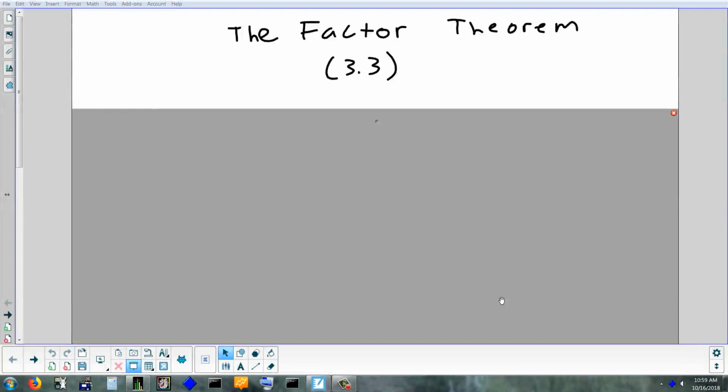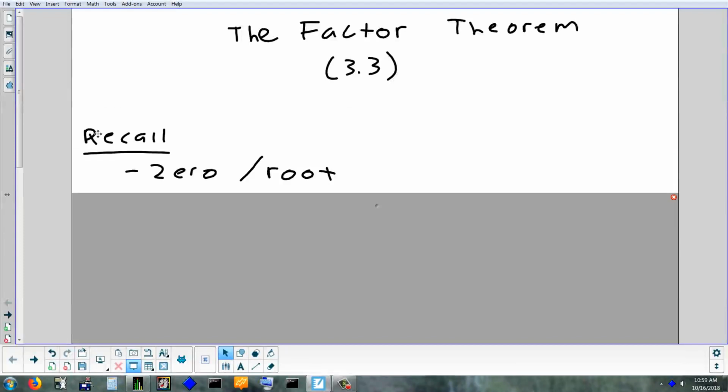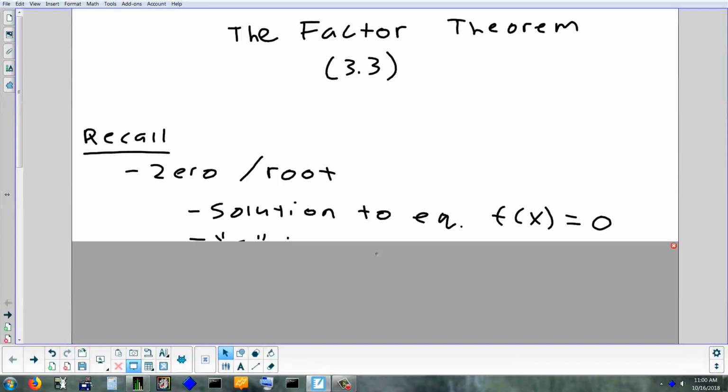Okay, so the first section we're going to look at this week is the factor theorem, section 3.3. Just a couple of reminders: we're going to look at roots and zeros and different terms that mean the same thing. If something is a root or a zero, that means it's a number that you plug into an equation and get 0 as an answer.